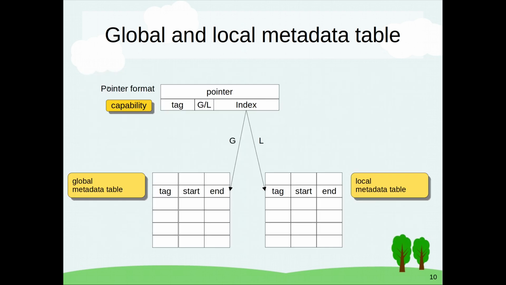So the actual pointer format in this approach is that the pointer is followed by a capability, and the capability contains a tag, and a G or L bit that indicates whether the index is pointing to the global metadata table or the local metadata table.